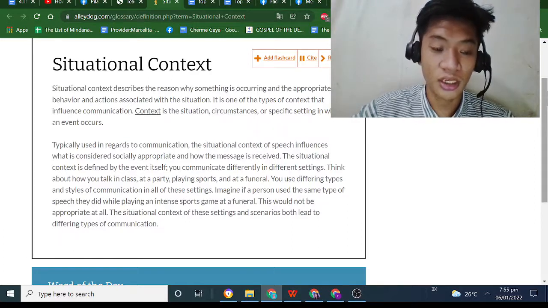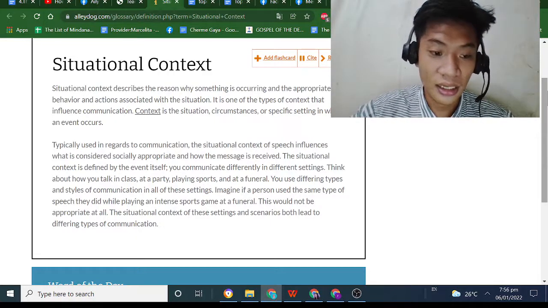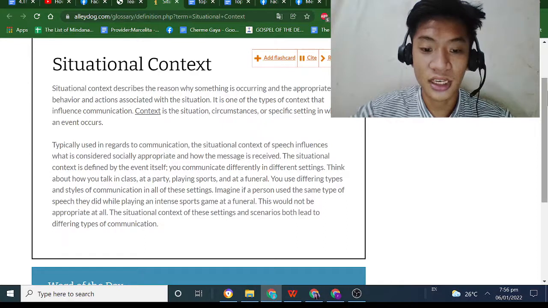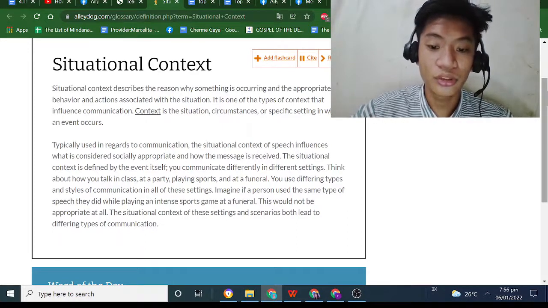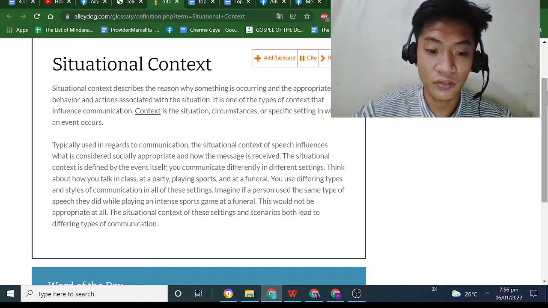The situational context is defined by the event itself. You communicate differently in different settings. That is very common. For example, think about how you talk in class, at a party, playing sports, and at a funeral. You use different types and styles of communication in all of these settings.